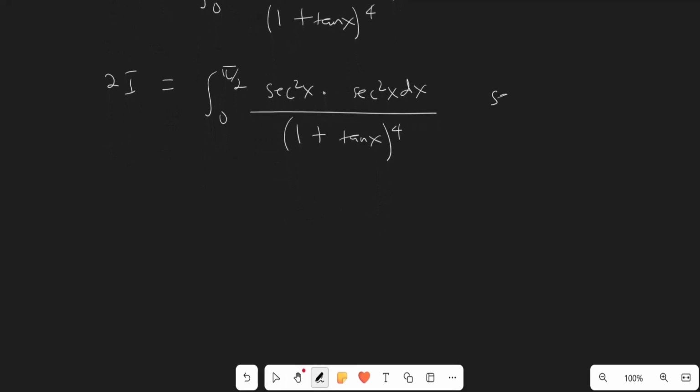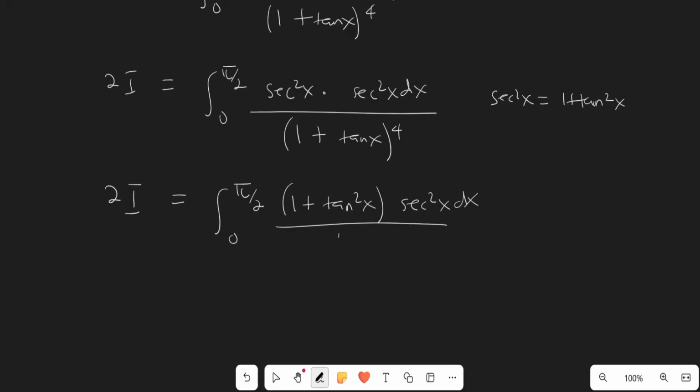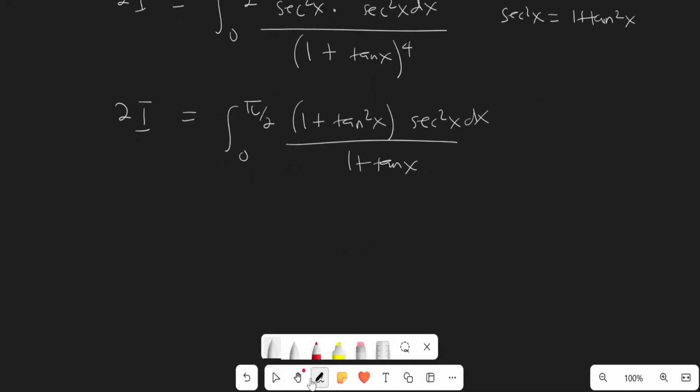And secant square x can also be written as 1 plus tangent square x from the Pythagorean identities. So 2I is going to be the integral from 0 to pi over 2 of 1 plus tan square x times secant square x dx all over 1 plus tan x to the 4th power. We can now use a u substitution here.